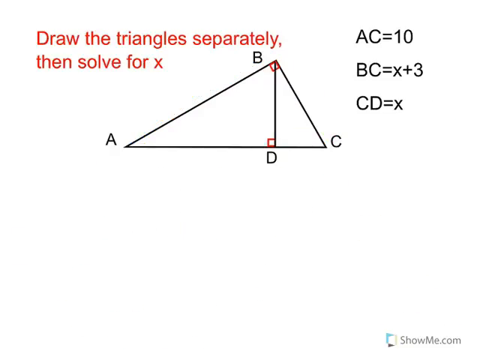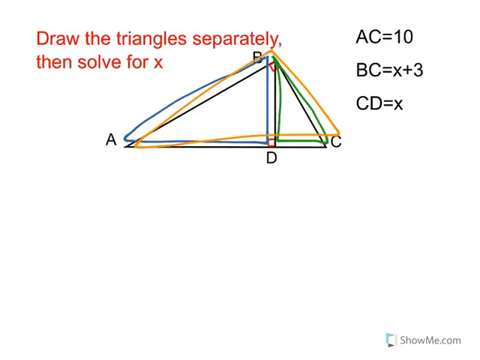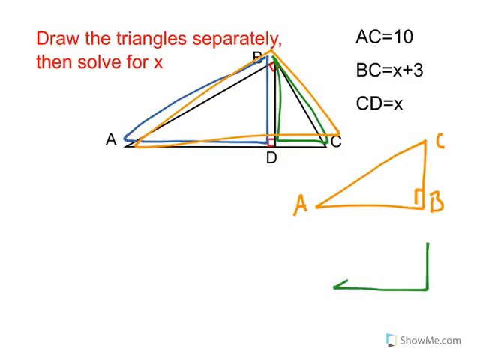Okay, so let's look at another example. We're going to make sure we draw all of our triangles outside and rotate it. So the orange one, right angle at B, shorter side goes to C, comes out to A. Our green one, right angle is at D, shorter side is C, comes out to B. And the blue one, right angle is at D, shorter side goes to B, and then comes out to A.